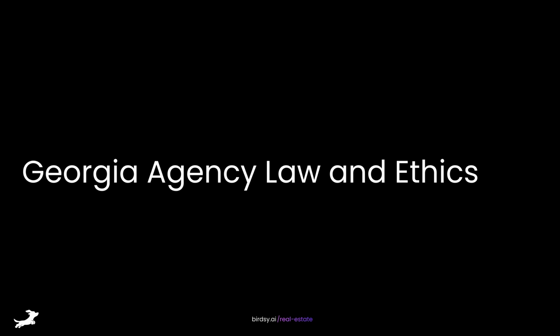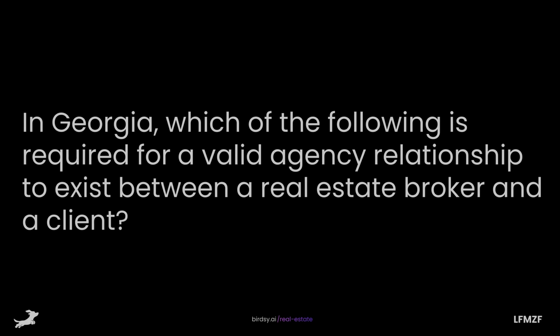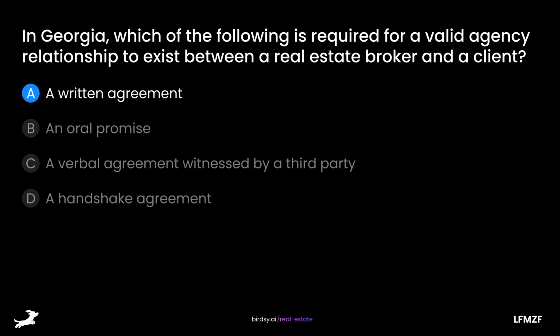Let's move on to Georgia agency law and ethics. First, we'll review some agency relationship laws. In Georgia, which of the following is required for a valid agency relationship to exist between a real estate broker and a client? Is it A, a written agreement? B, an oral promise? C, a verbal agreement witnessed by a third party? Or D, a handshake agreement? The answer is A, a written agreement.